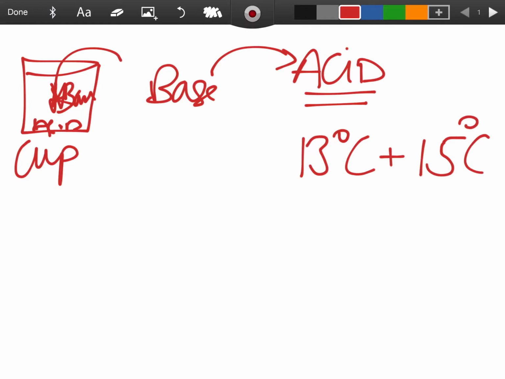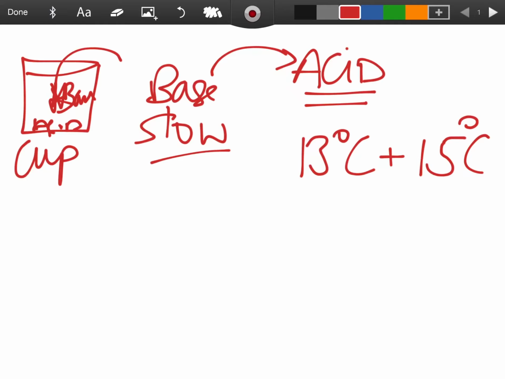Now, the point being is, right, while you were measuring out the base in the burette, maybe the temperature of the acid in the cup would change. Maybe the temperature of the base in the burette would change. It's too slow and cumbersome to be using a burette to measure out volumes for this experiment. You can just use a graduated cylinder and it's much faster.